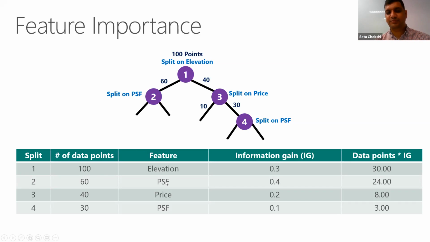Then I did a split on PSF, again repeating the steps that we had, and I got 0.4. So I take 60 times 0.4, I got 24. I go to my node 3, which got 40 data points. I'm going to split on price, and I got an information gain of 0.2. So I will take 40 times 0.2, add it up, and then I do the same thing for 0.4. When I got 30 data points multiplied by 0.1, which was the information gain, I added to 3.